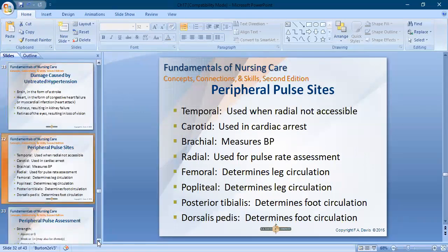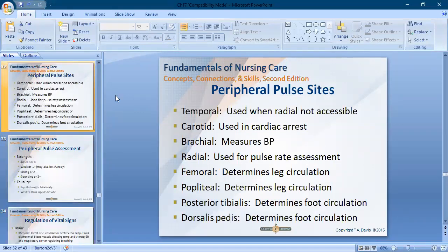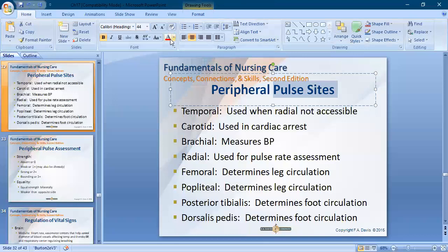Now go to the second part, peripheral pulse sites, where we have to check the pulse in the body. First of all, the temporal artery. Temporal is used when radial is not accessible. Suppose both my hands are broken, my wrists are broken, because the patient comes from any kind of road traffic accident.